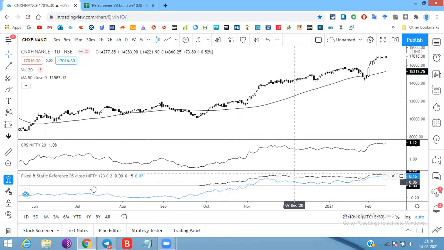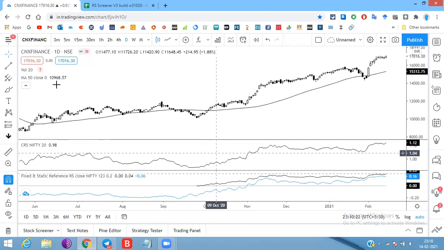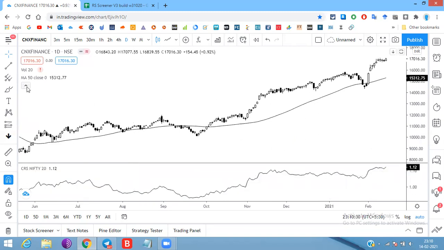Okay. So in normal RS, we have a base of 0. This straight horizontal line is the 0, which is the Nifty. But in ratio charts we don't have any zero line. For ease of simplicity, I'll just delete this. There is no base, or no zero line, as we can say, to show the outperformance or underperformance.